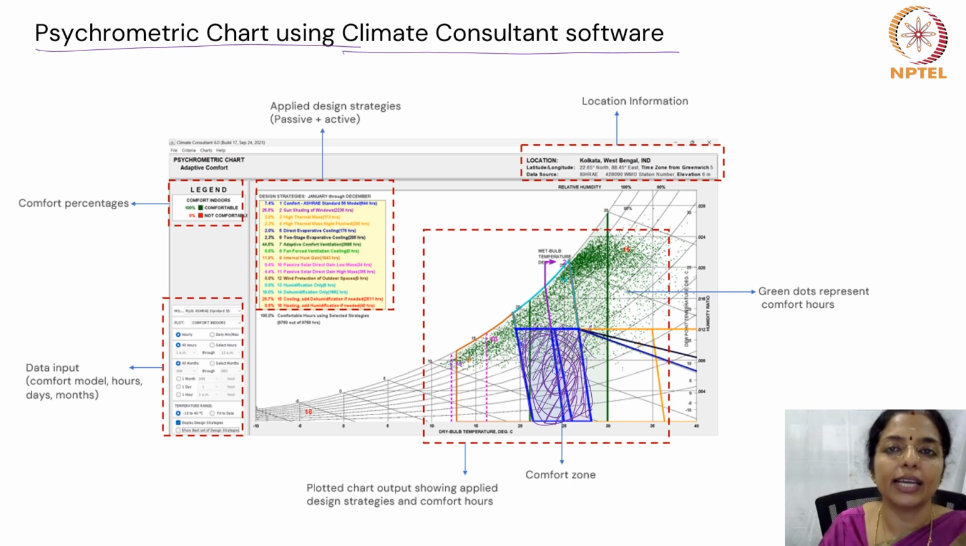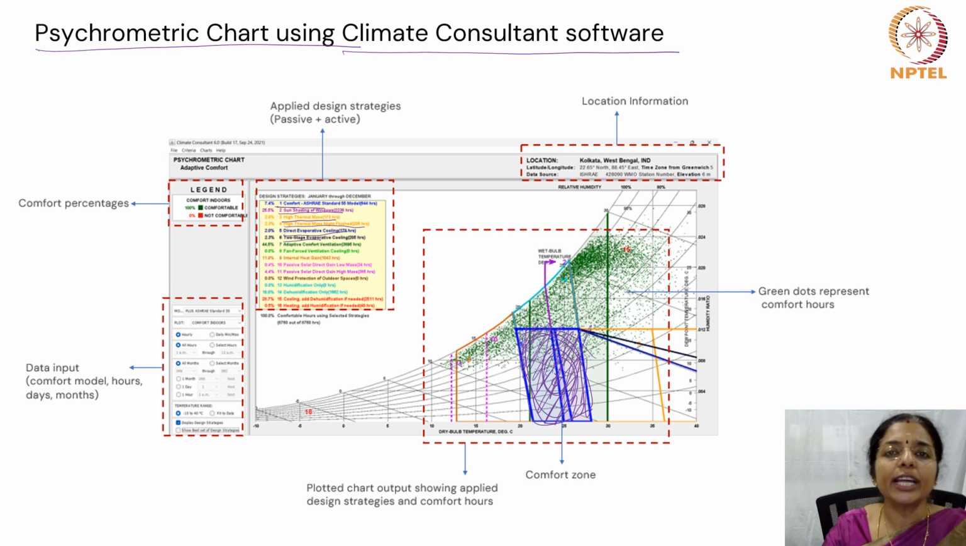active heating. The color-coded design strategies to achieve comfort include each of these. You need to have comfort ventilation, you need to have sun shading of windows, you need to have high thermal mass. High thermal mass with night flushing should be there, direct evaporative cooling, and so on. So comfort ventilation, 44.5% of the year can be made comfortable by increasing natural airflow for Kolkata.